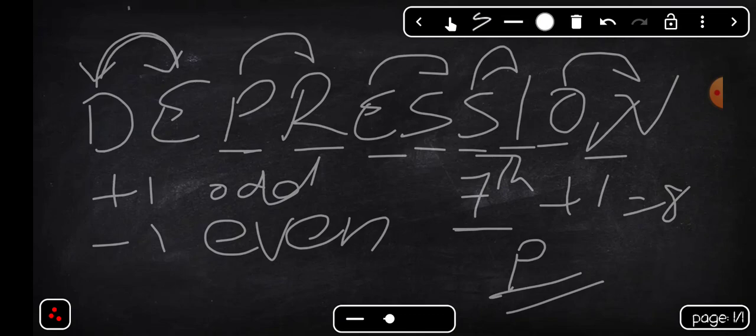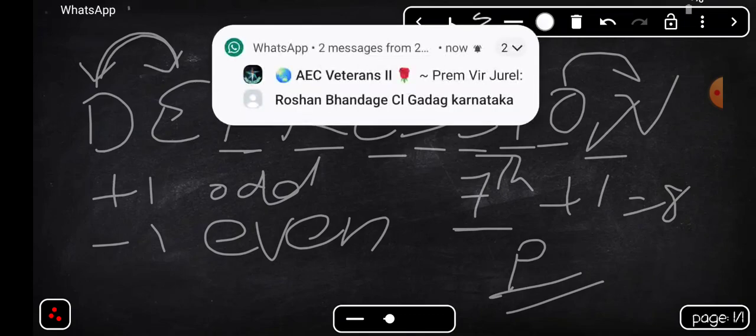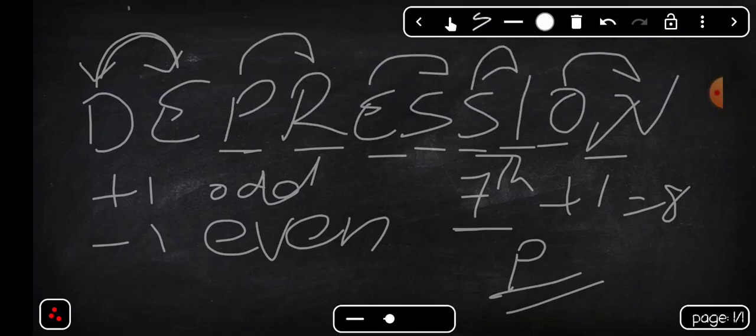Don't write the first and second letters reversed. In this type of example, just add plus 1 for odd numbers and minus 1 for even numbers. Don't try to interchange the letters, it will be time consuming. We have to just count from the given side, that means the right end. That means P will be the answer.